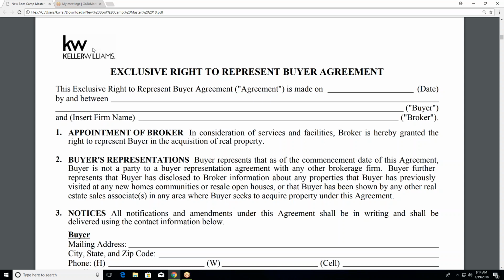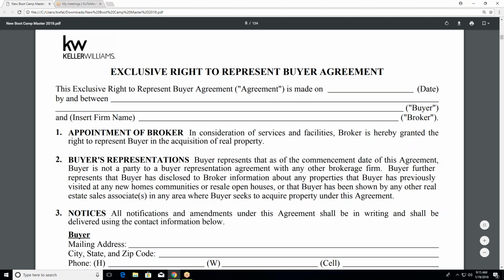All notifications and amendments under this agreement shall be in writing and shall be delivered using the contact information below. So again, remember that this is an agreement between the buyer and the broker. Okay, so Dennis, it's not your email that goes under the email line. It's not Adrian's email information. It's not Susie's email information. It's the broker, and the broker's email is kwfallschurch@gmail.com. And I'll write it up on the board next time I stand up. You guys remind me, kwfallschurch@gmail.com. So let me scroll down a little bit here.